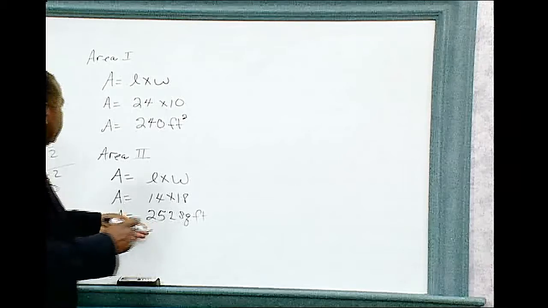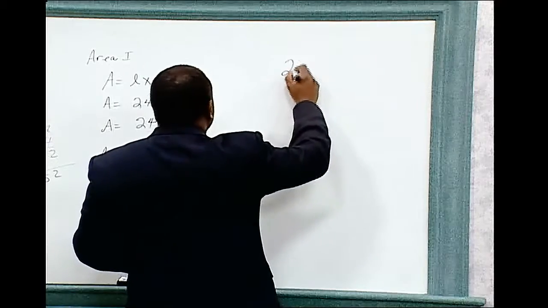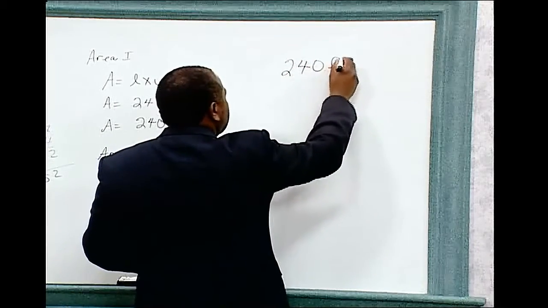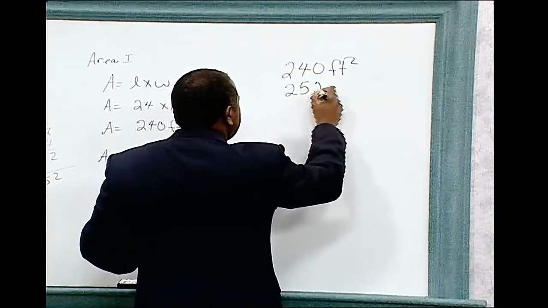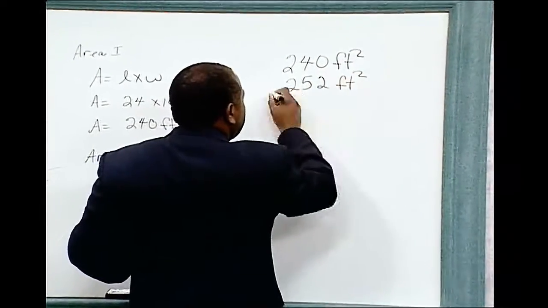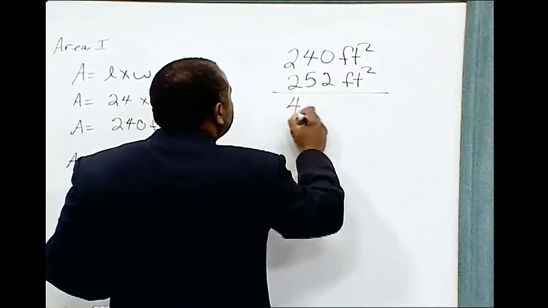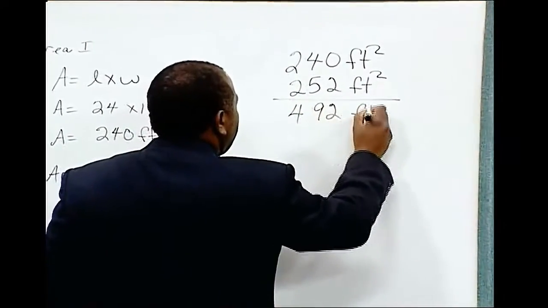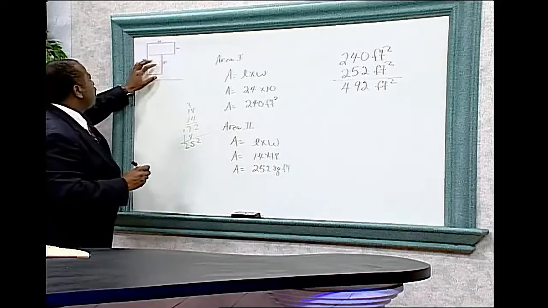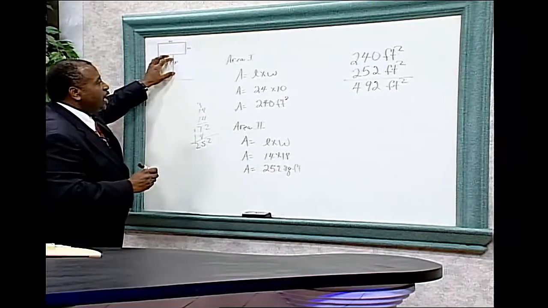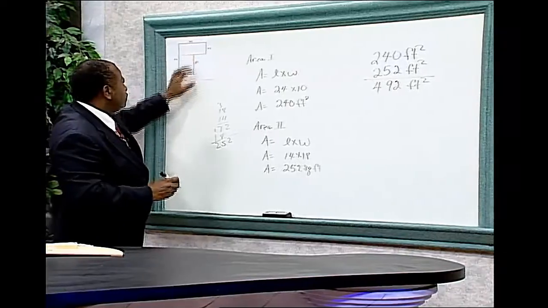plus area 2. Area 1 is 240 feet squared. Area 2 is 252 feet squared. We add these, we get 492 feet squared. Therefore, the area of this entire room is 492 feet squared.